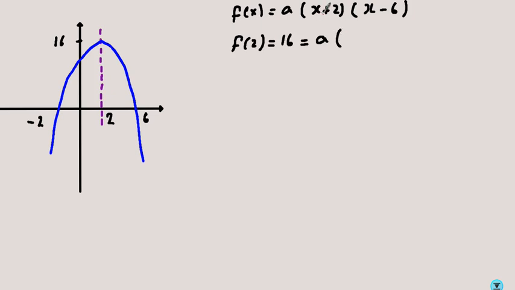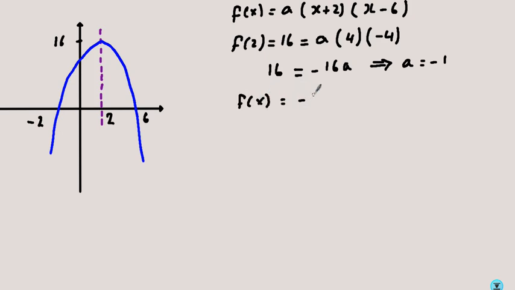substituting x equals 2 times 4, and if you substitute x equals 2 in this bracket, 2 minus 6 is negative 4. This gives us 16 equals negative 16a, thus a is negative 1. So your function is negative x plus 2 times x minus 6.